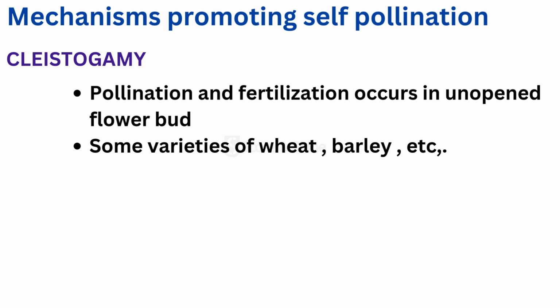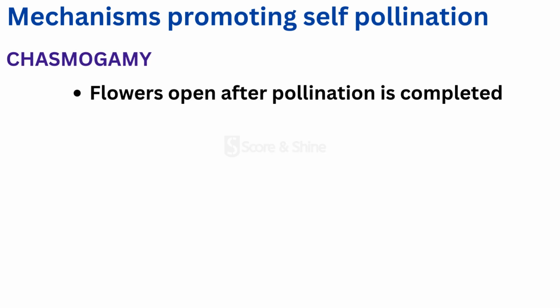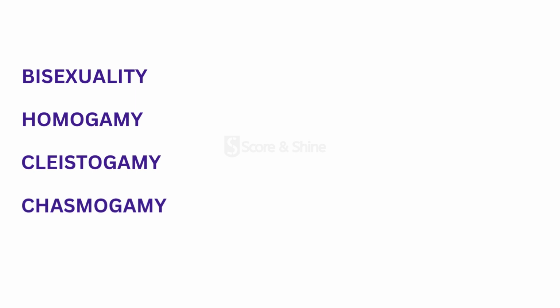And next, coming to Chasmogamy. In this, flowers open after pollination is completed. Chasmogamy is seen in rice, green gram, etc. So all of this which has been told now, which includes bisexuality, homogamy, Cleistogamy and Chasmogamy, all promote self-pollination.